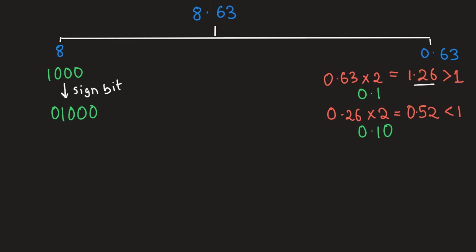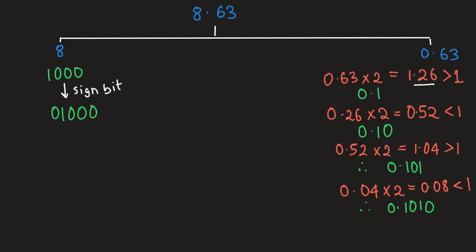Let's continue this a few more times. Multiply 0.52 by 2, we get 1.04, which is more than 1, so we add a 1. Now we get 0.101. Multiply 0.04 by 2, we get 0.08, which is less than 1. So we add a 0 and get 0.1010. Now we can keep continuing this to get a number which reaches closer to 0.63. But you wouldn't be expected to reach this type of accuracy, so continuing 4 times will be fine.